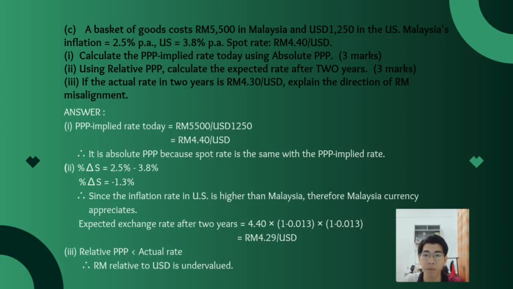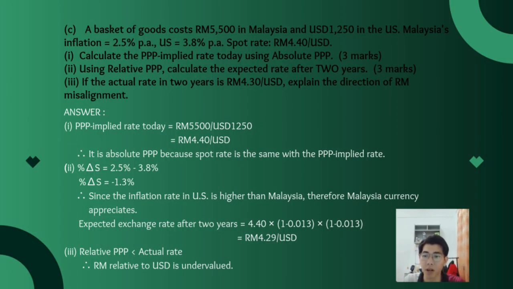Roman 1: calculate the PPP implied rate today using absolute PPP. Roman 2: using relative PPP, calculate the expected rate after 2 years. Roman 3: if the actual rate in the 2nd year is RM 4.3 over USD, explain the direction of RM misalignment.